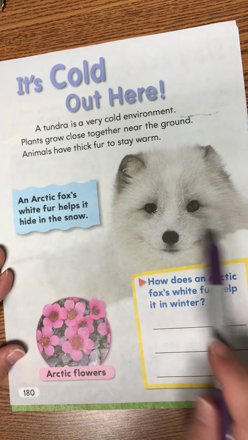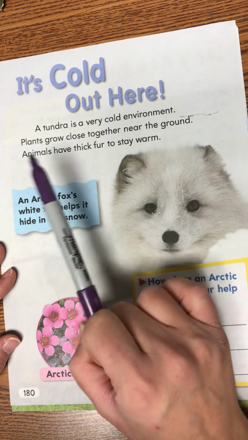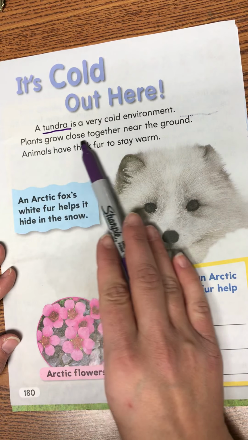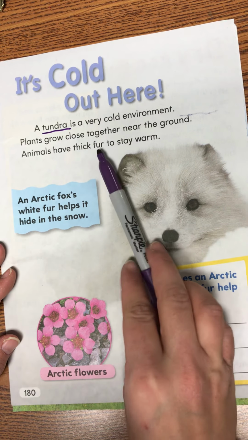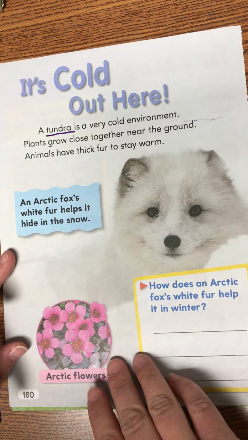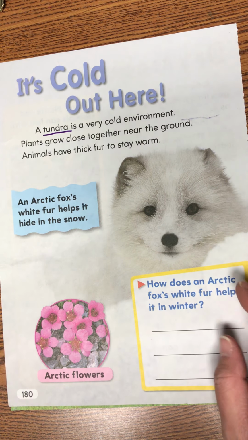All right. It's cold out here. A tundra is a very cold environment. I'm going to underline this word tundra, so we're going to come back to it in a minute. Plants grow close together near the ground. Animals have thick fur to stay warm. Now, a tundra is very, very cold. There's snow and ice pretty much all year round. If it starts to melt, it's usually not for very long.